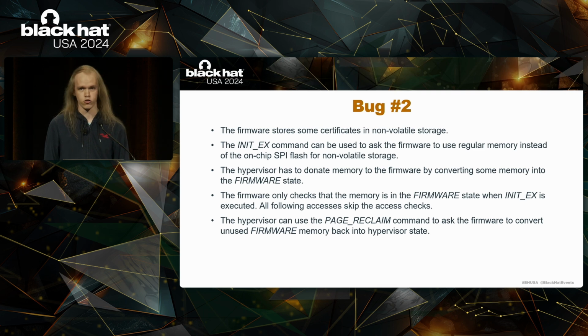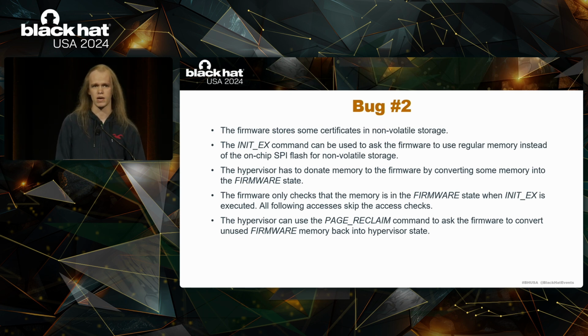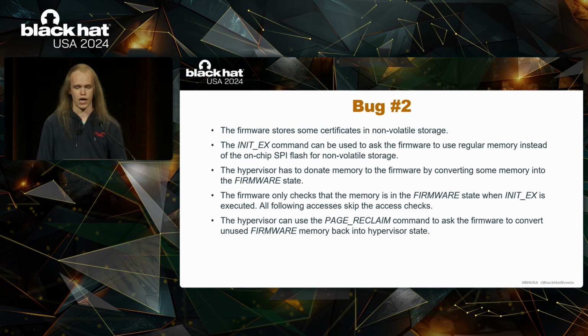OK. On a completely unrelated note, there's actually a command that the hypervisor can issue to reclaim memory. So the prime use case for this is that, for example, after a VM has been shut down, the guest context page that used to be associated with that guest is no longer being used. And so in theory, it could be used by the hypervisor again. But because it's still owned by the firmware, it can't just do that. However, if the hypervisor asks nicely, the firmware will just give that memory back to the hypervisor. Of course, the firmware doesn't just blindly trust the hypervisor. So it actually does a lot of permission checks to make sure that, for example, if it's a guest context page, that the guest really isn't running anymore. And so all of this is supposed to be secure.